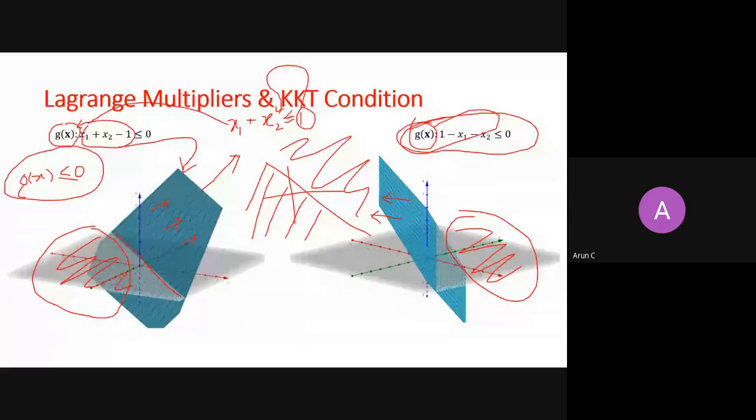Okay. So the takeaway point is that when you take a gradient of gx, it is always pointing opposite to the feasible region, right? This is a takeaway point from this. Okay. Now let's come to this main concept.